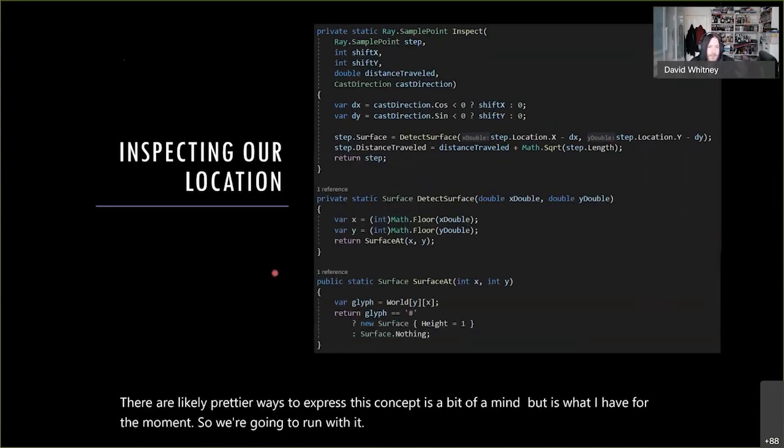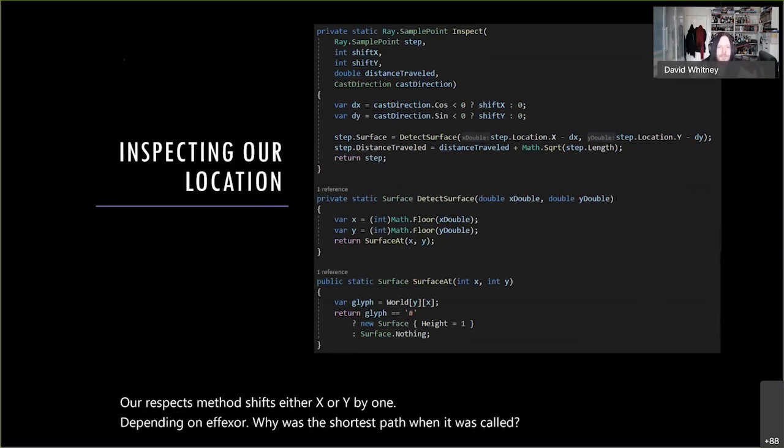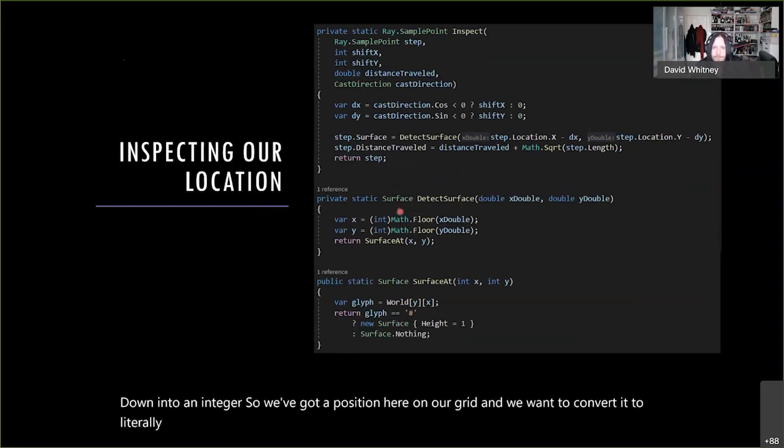Our inspect method shifts either x or y by 1, depending on if x or y was the shortest path when it was called. So it calls the detect surface function, which converts our double down into an integer. So we've got a position here on our grid, and we want to convert it to literally x, y coordinates in our string array.